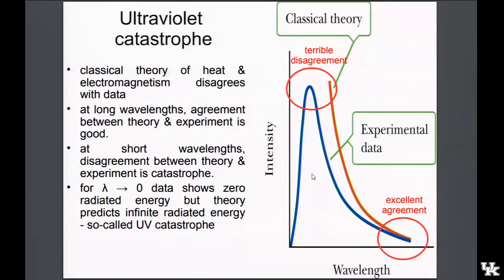The agreement is actually very good. So the classical theory, as you go to longer and longer wavelengths, works very well. On the other hand, at short wavelengths, up here, much shorter wavelengths, maybe in the ultraviolet and visible light region, the classical theory is disastrous. It just does not reproduce the data.